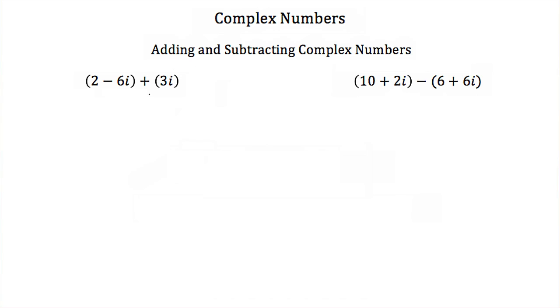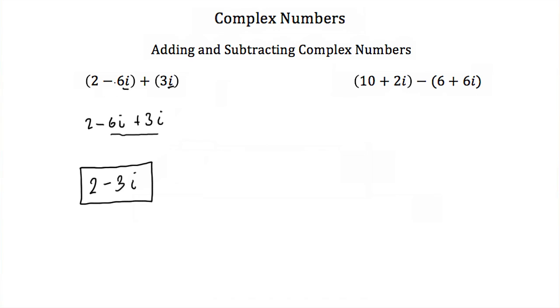Another way to think of this is just pretend for now that i is a variable. And then you can just add these like i was a variable. So if I had 2 minus 6i plus 3i, I would just add my like terms, or the terms with the i in them. So this would become 2 minus 3i. So 2 minus 6i plus 3i then is just 2 minus 3i.